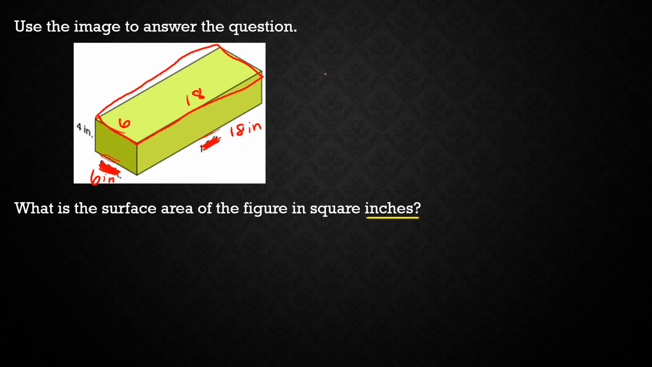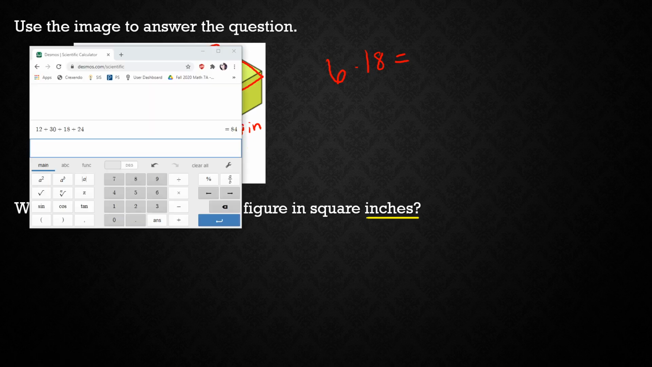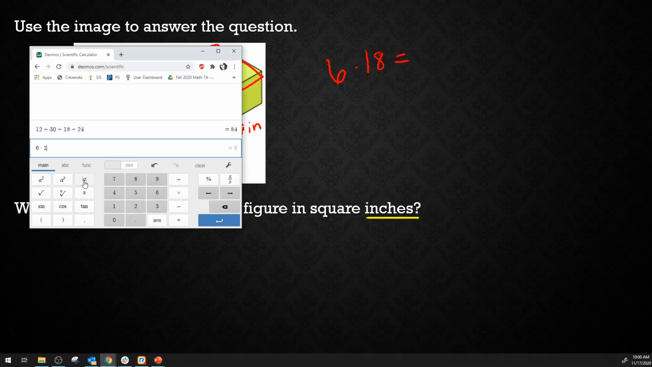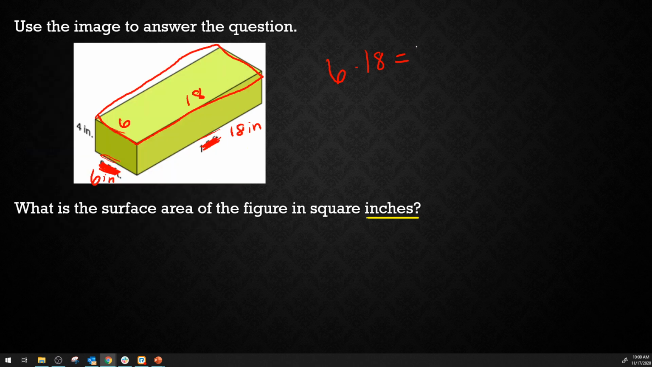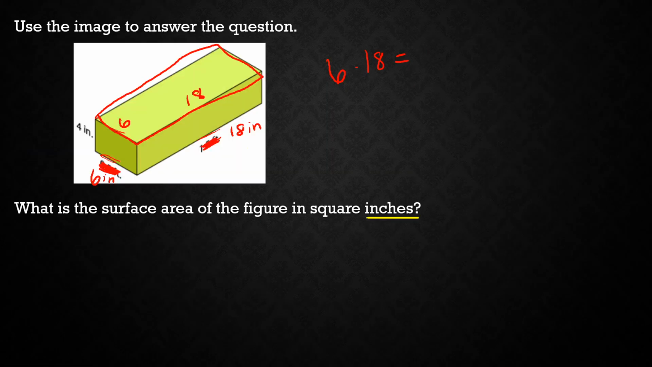Okay, so I'm going to do 6 times 18. And 6 times 18, we can type that into a calculator. And I get 108. Don't forget we need to multiply that by 2 to get 216. Okay, let's do our next side.